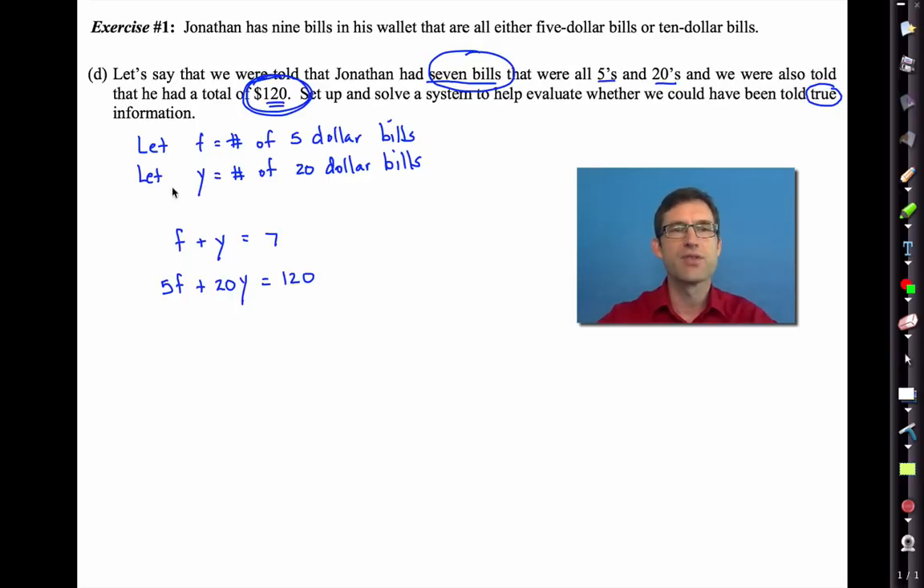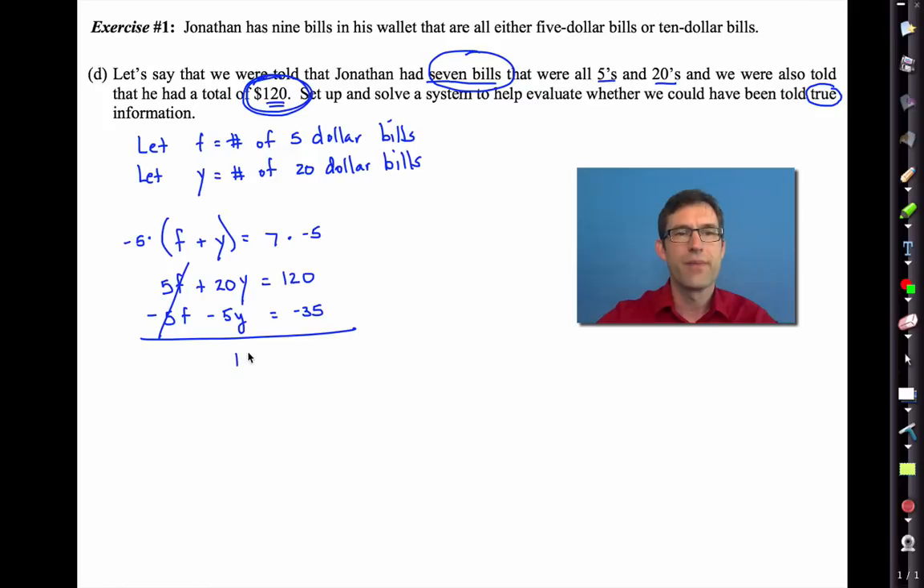So method of elimination, I think I'm just going to stick with what I did before. I think I'll multiply this first equation, both sides, by -5. So a little multiplicative property of equality. So I'll get -5x minus 5y equals -35. Cancel. I get 15y is equal to, what is that? 85? Yeah, great. Divide both sides by 15, and we get y is equal to 5.6 repeated. Now, we could go on and we could figure out how many $5 bills we have, but we don't need to.